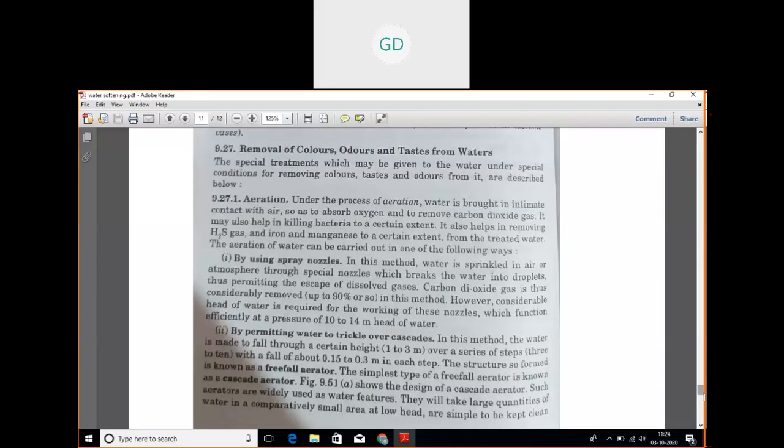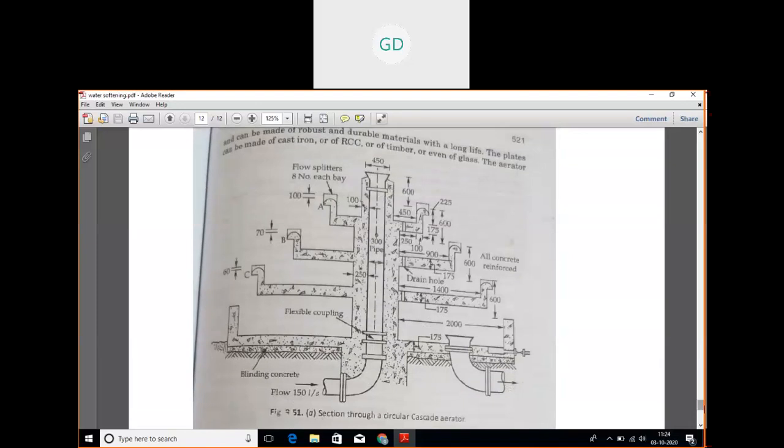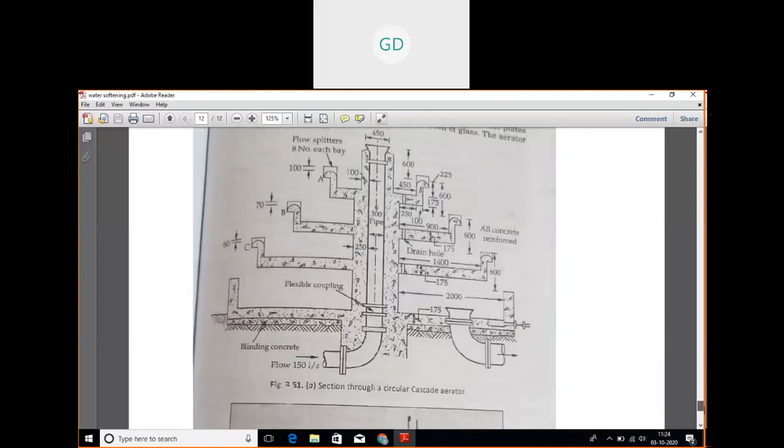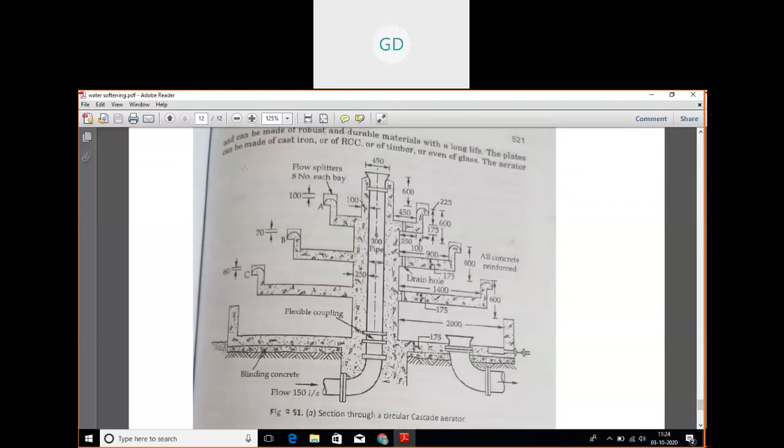Okay, so the most commonly used one is your number two, that is your cascades. If you go to a water treatment plant, you can see this type of structure. You can see it here in Guwahati, or in other treatment plants, where aeration is done. These are basically steps, and the water is allowed to flow through these steps.